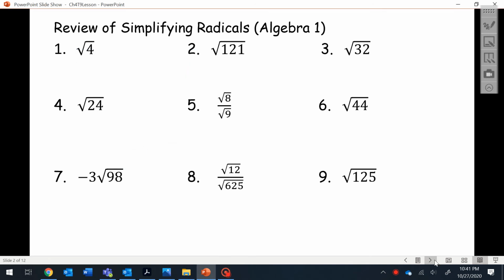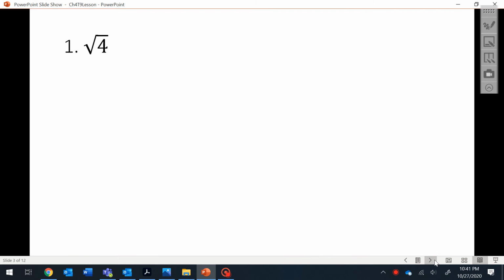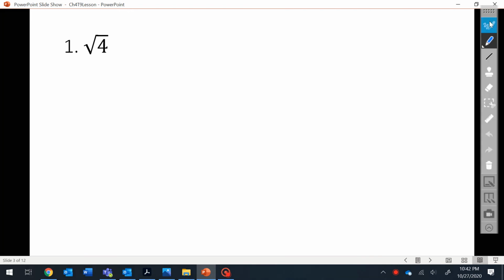Alright, today we're going to look at how to simplify radicals. This is chapter 4, topic 9. Simplifying radicals is required for some problems we're going to have to do with quadratics. So let's take a look.